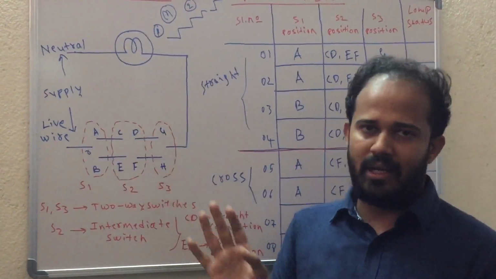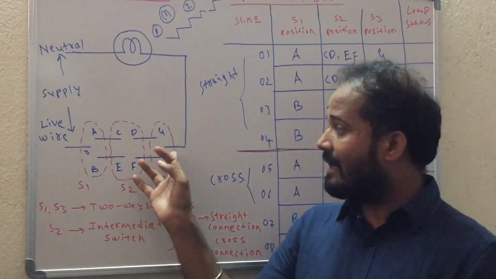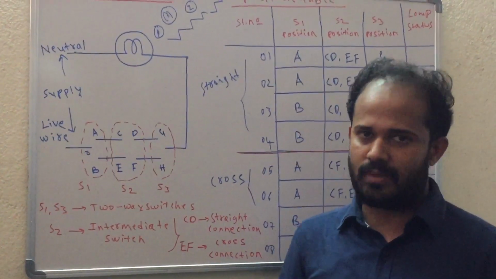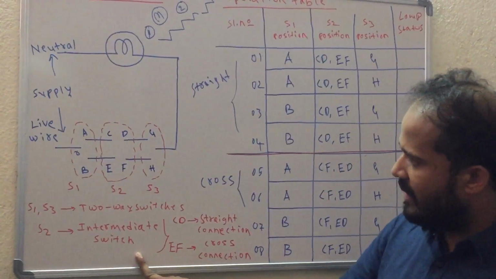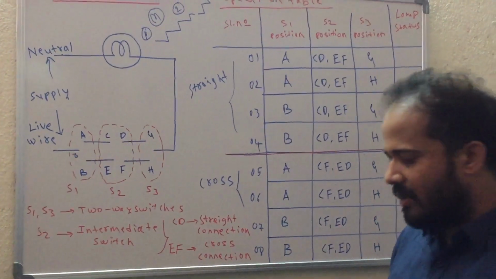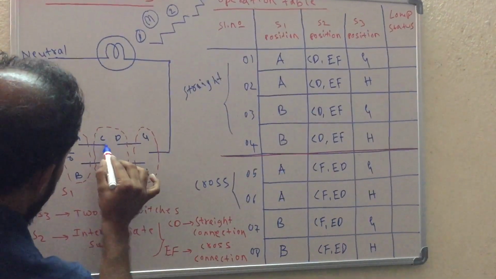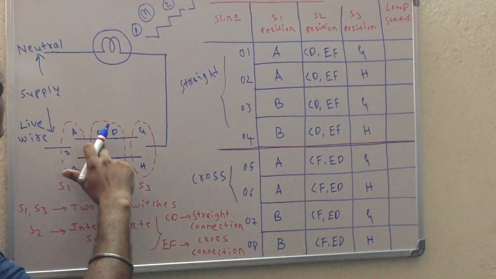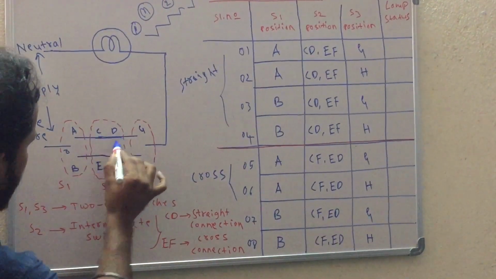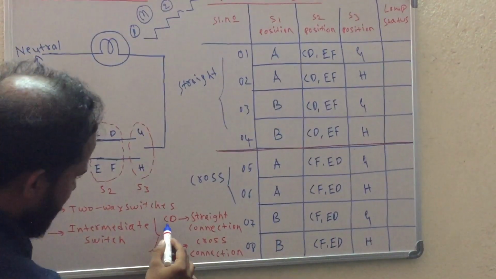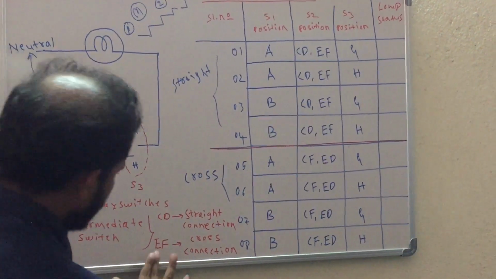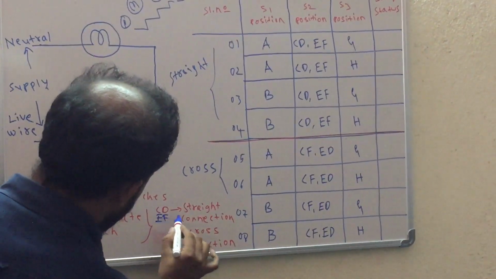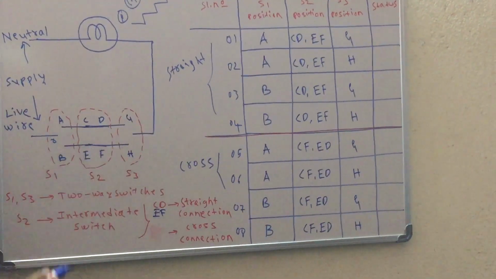The intermediate switch operation here is that it connects switch S1 and S3. That is why it is called an intermediate switch. An intermediate switch can be connected in two possible ways. I can connect this switch in CD and EF connection. If I connect the intermediate switch terminals CD and EF, then it is a straight line. Such a connection, CD and EF together, we call a straight connection.